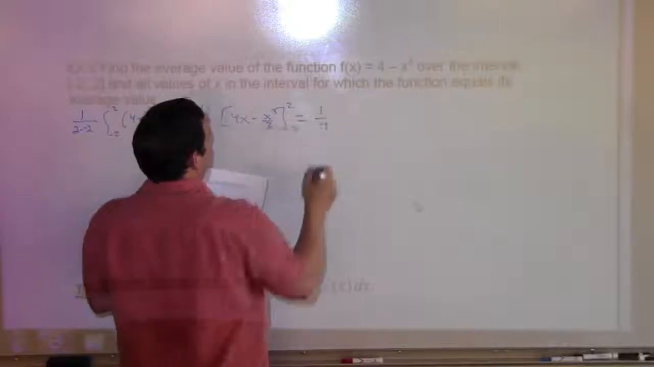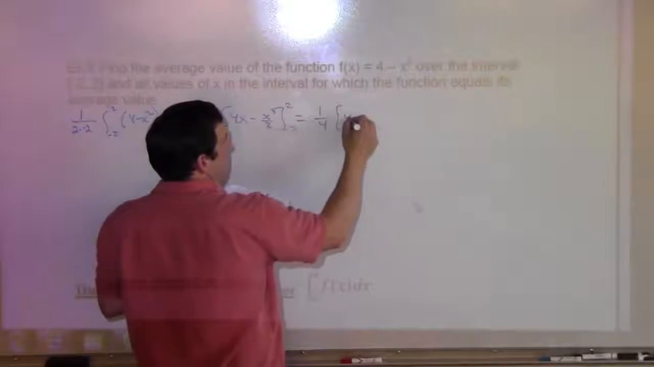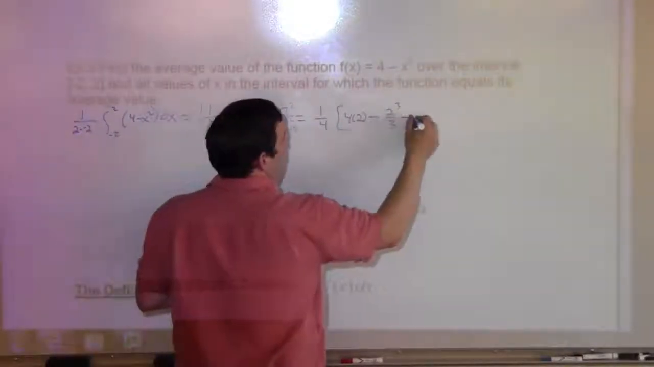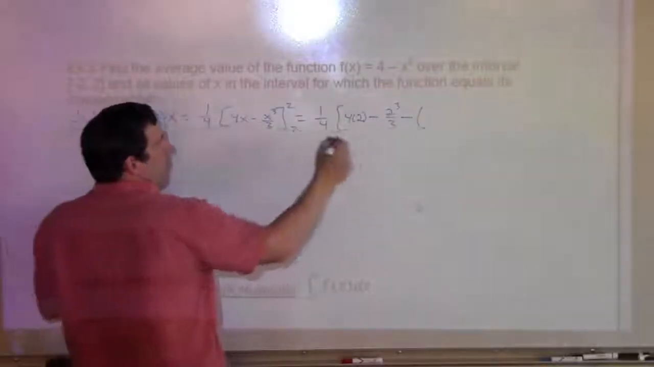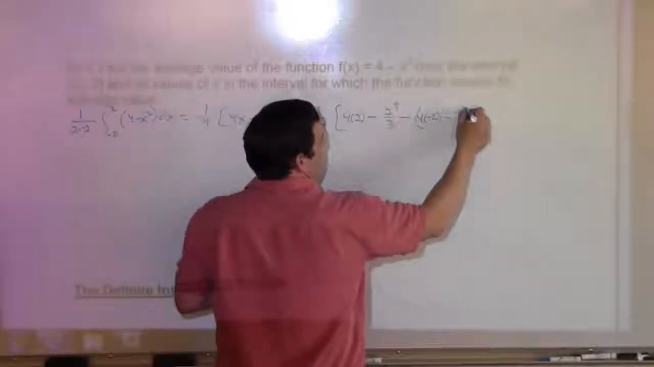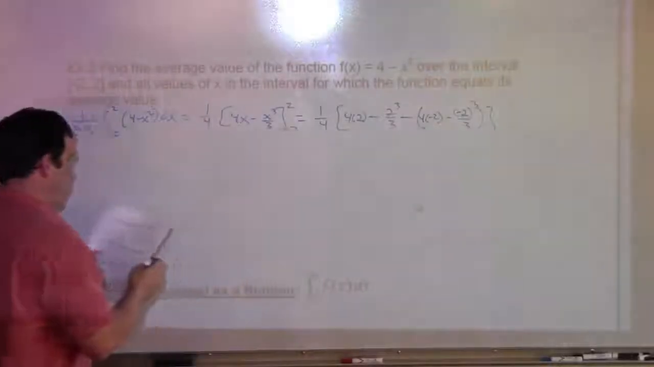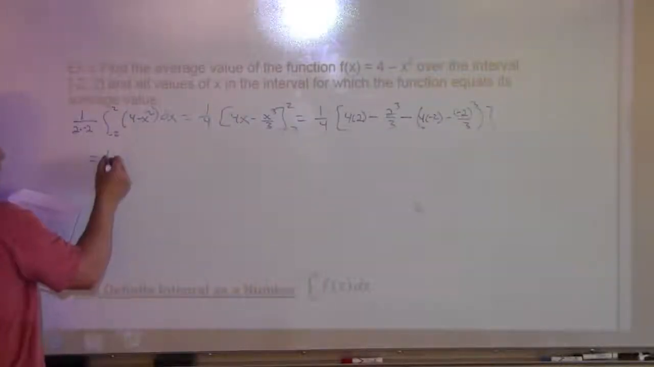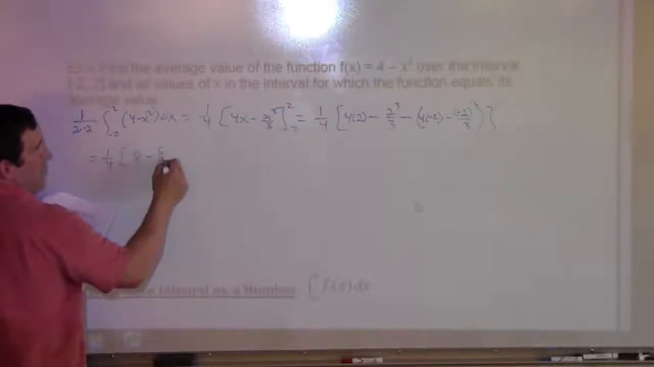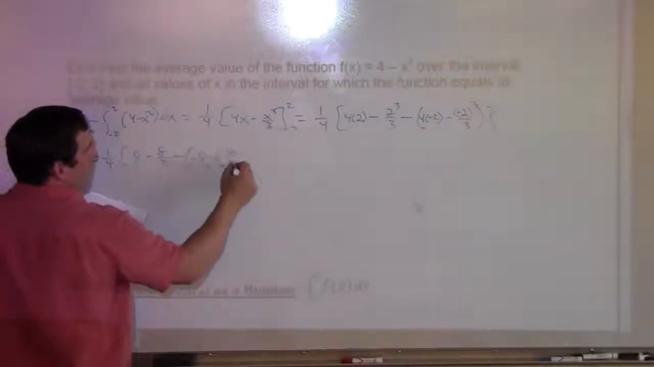That's going to be 1/4 times what? 4 times 2 minus 2 cubed over 3 minus, put in the negative 2 now, 4 times negative 2 minus negative 2 cubed over 3. We're at 1/4 times what? 8 minus 8/3 minus negative 8 plus 8/3.